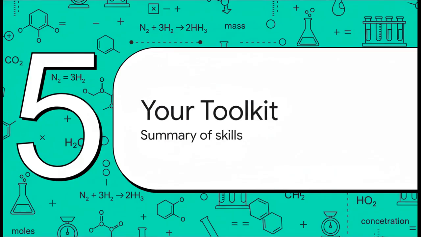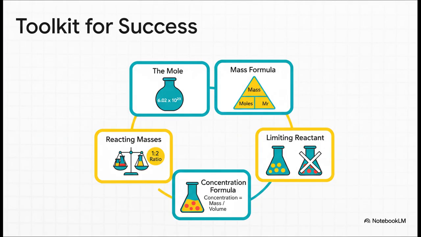Let's just do a quick recap and pull all these ideas together into your very own chemistry toolkit. So here it is, your toolkit for success. It all starts with the mole. From there, you've got your first formula to connect moles and mass. Then you can use mole ratios from equations to figure out reacting masses. You know how to spot a limiting reactant. And finally, you have your second formula to calculate concentration. Get comfortable with these 5 tools, and you'll be ready for any calculation question they can throw at you.